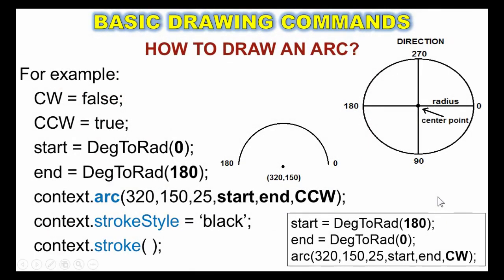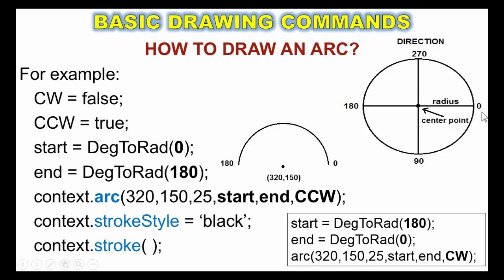How to draw an arc? To draw an arc, we need to be familiar with this chart. It is like a protractor. The chart has a circle with a center point and a radius. To measure an angle, we look at the chart.